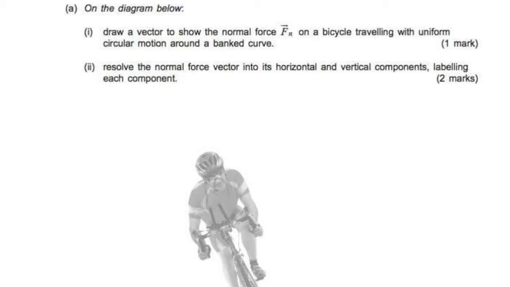The actual diagram is too big to fit on the page, so the first part of the question asks us to draw a vector to show the normal force acting on the bicycle, and then to resolve that normal force vector into its horizontal and vertical components, and to make sure that each component is labelled.